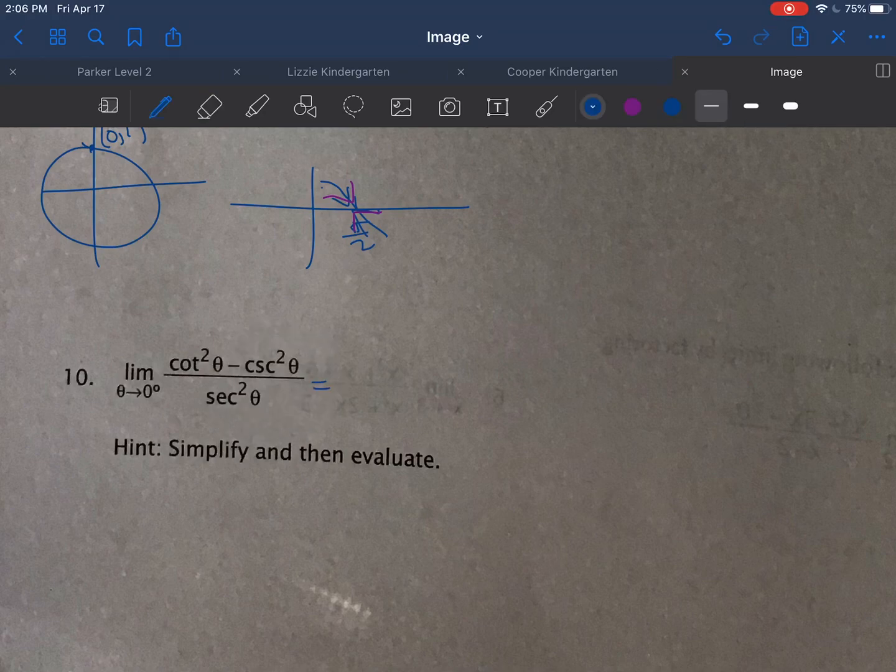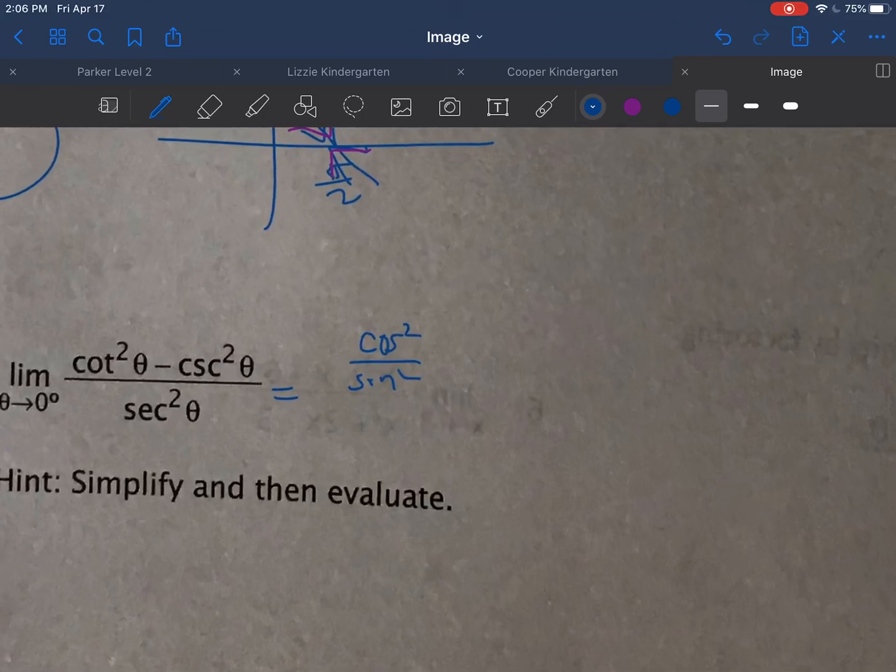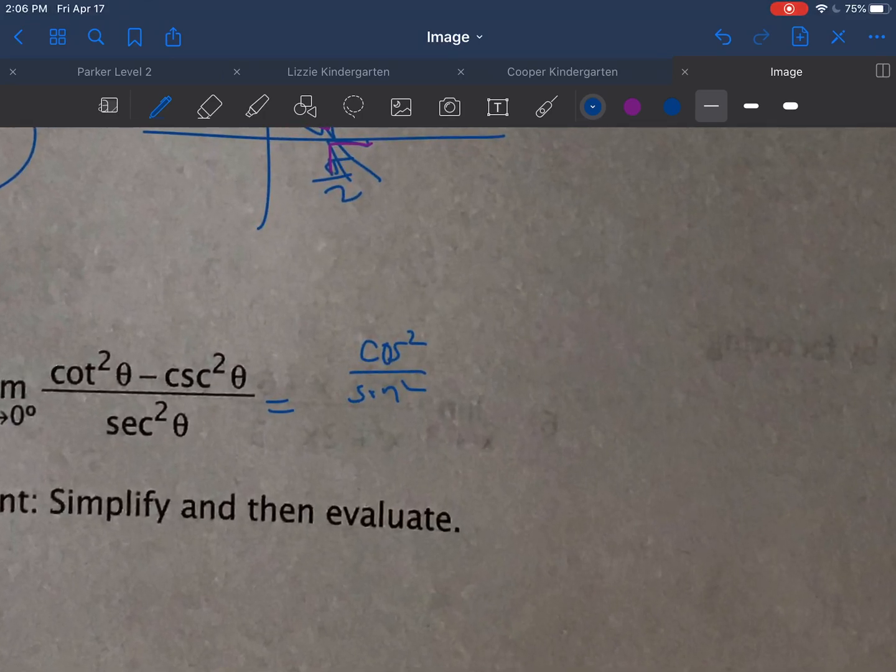So here we go. Cotangent squared is cosine squared over sine squared. I'm not going to write my thetas because that's next to impossible on this thing. Just writing in general. There we go. Minus 1 over sine squared. All of that is going to be over secant, which is 1 over cosine squared.